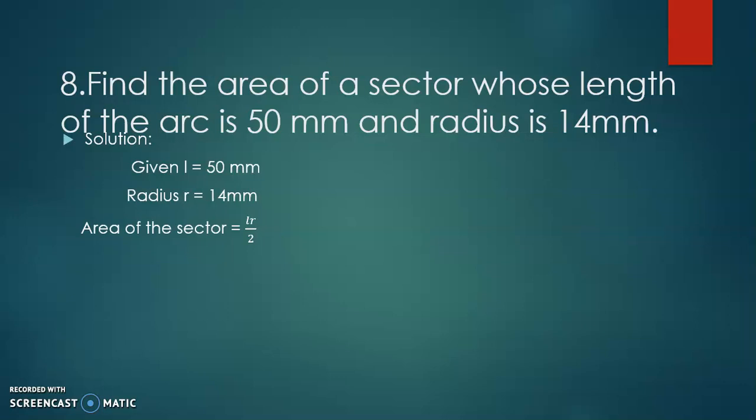Okay. Now area of the sector is equal to LR by 2. Just substitute the values. For L 50 and R 14. So 50 into 14 divided by 2. Just cancel 14 and 2. You can get 50 into 7. That is equal to 350 millimeter square. So area of the sector is equal to 350 millimeter square.